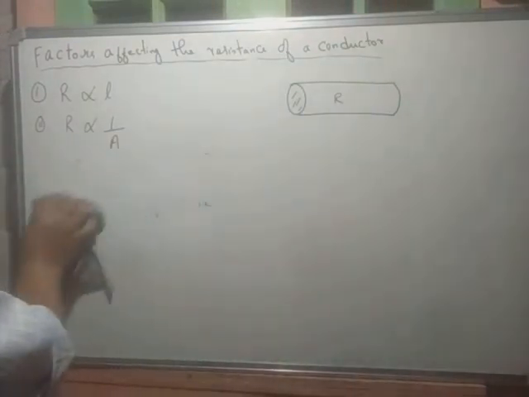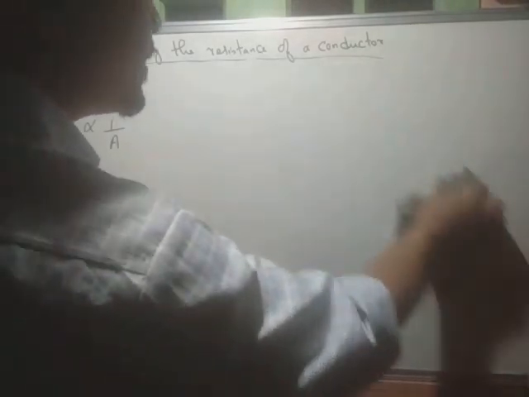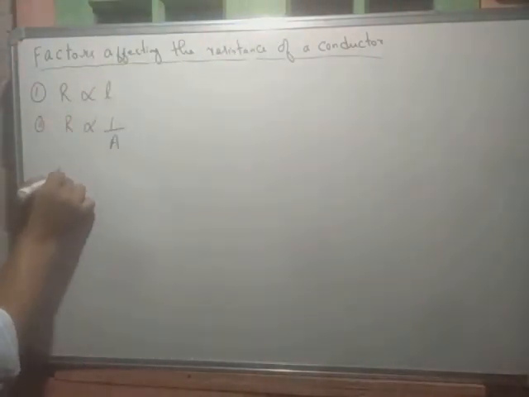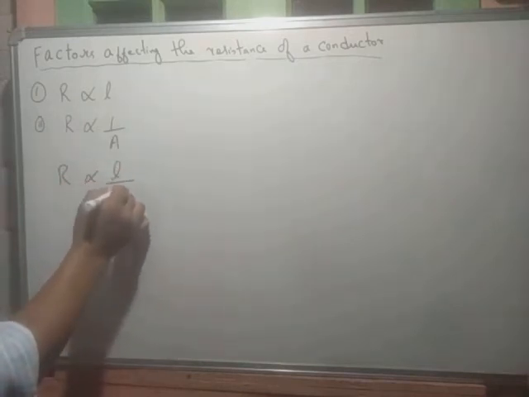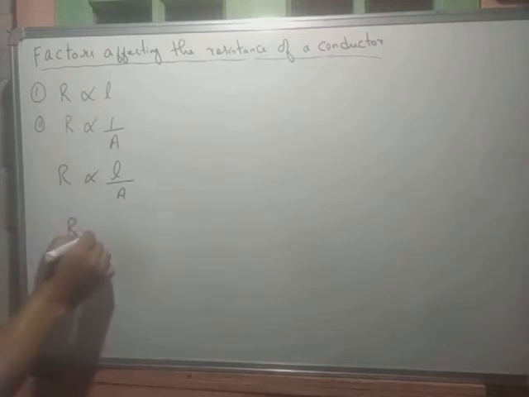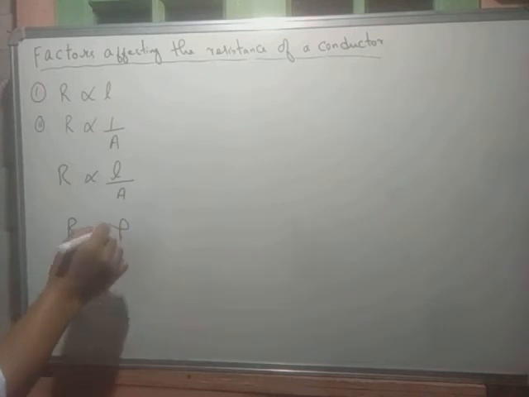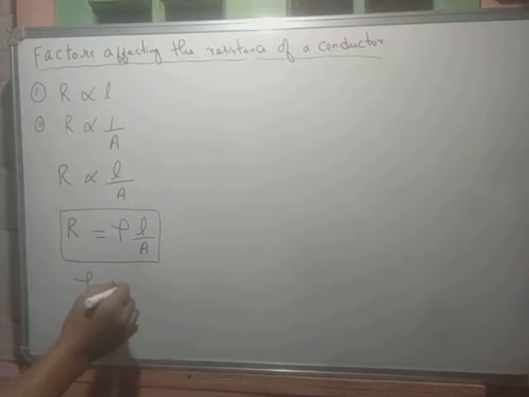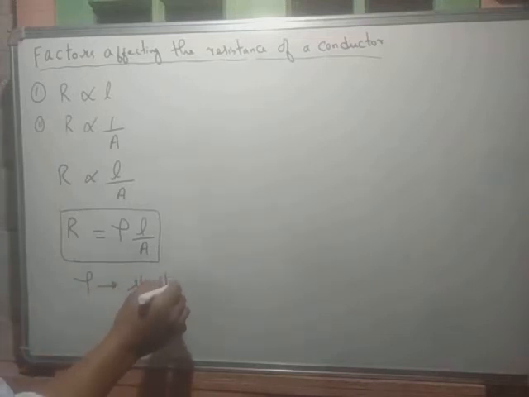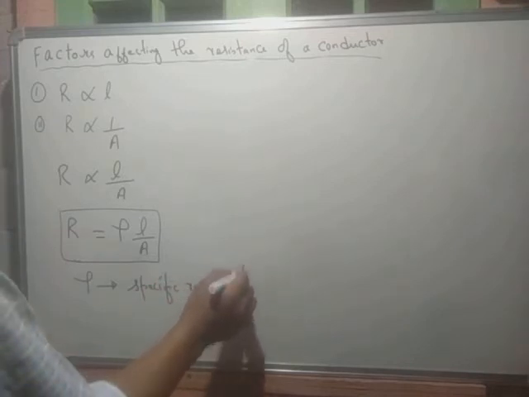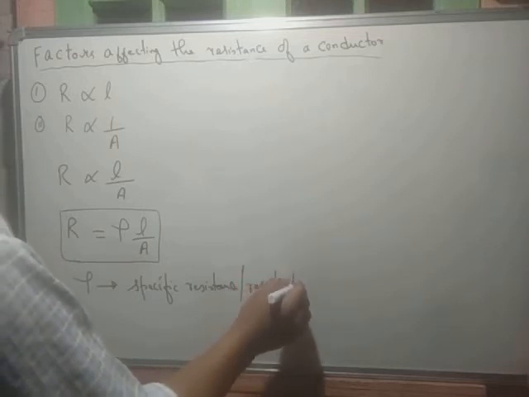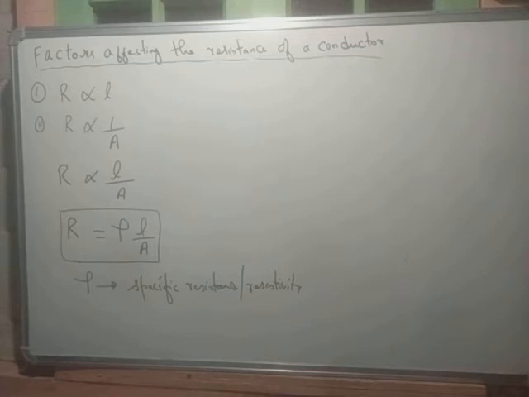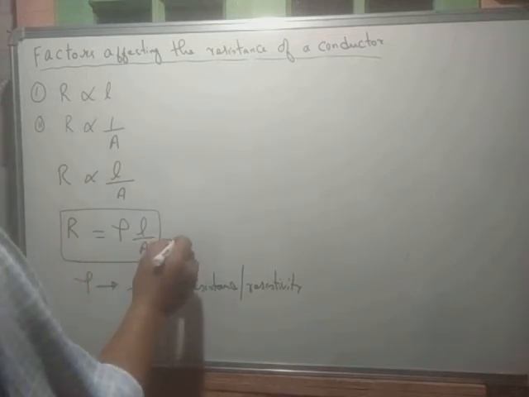Okay, now combining these two, equation 1 and equation 2, or the first two factors, when you combine the first two factors, then you will get R is directly proportional to the length, inversely proportional to the area, or R is equal to some constant, and the constant is rho, L by A. Okay, so this rho is a constant of proportionality, and it is called the specific resistance, or sometimes we call it resistivity of the material of a conductor. Okay, now let me name this as equation 1.